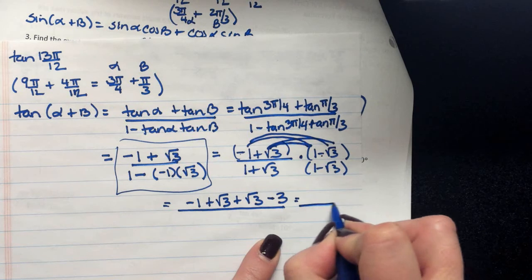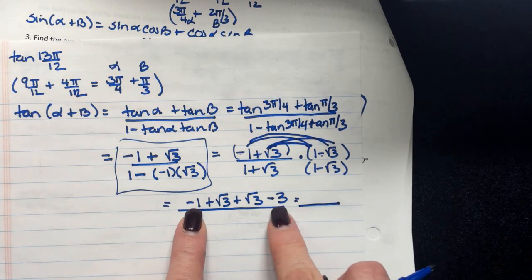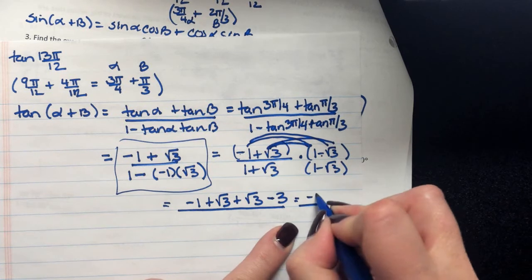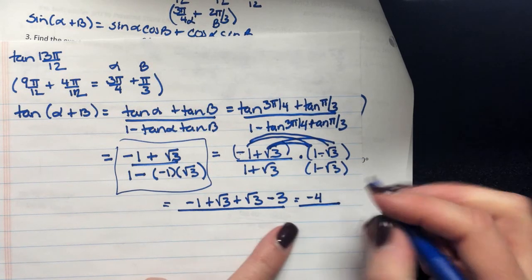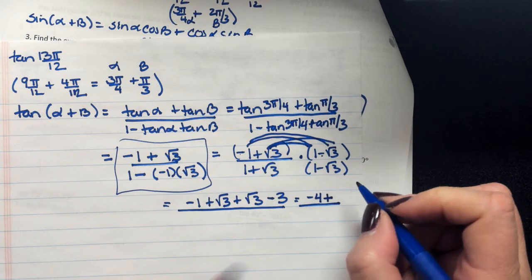Combine like terms on the top. What's negative 1 minus 3? Negative 4. Square root 3 plus square root 3. How do we add radicals together?